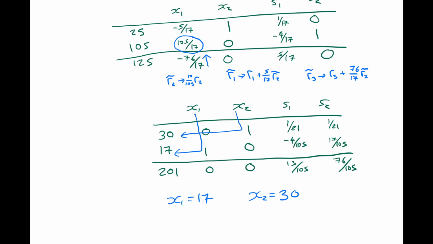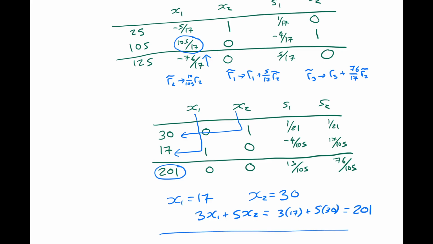That actually gives us an objective value of this number here, 201. We can double check that. Our objective was 3 lots of x1 plus 5 lots of x2. That will give us 3 lots of 17 plus 5 lots of 30. And that does indeed give us 201. So this would be our solution.